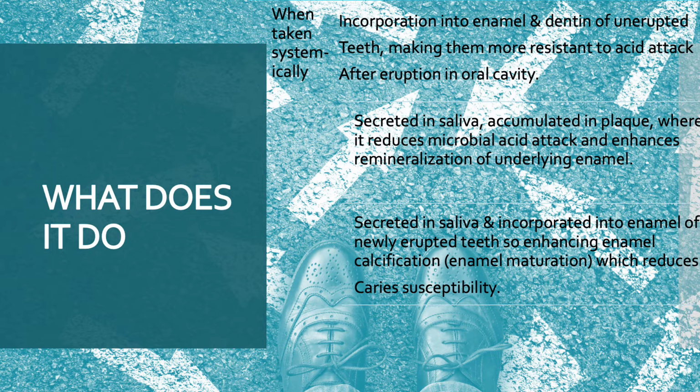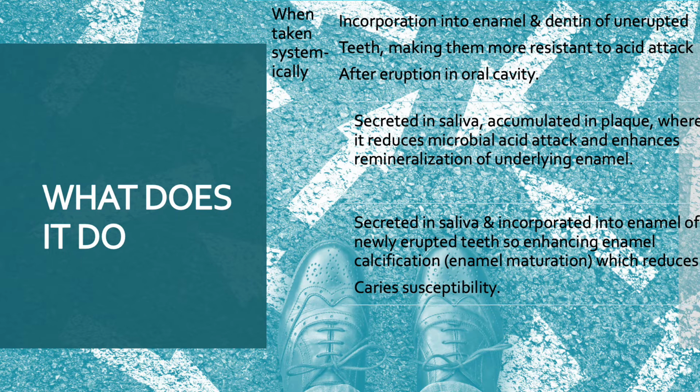Second is the fluoride that you take systemically, either in the form of fluoridated water or fluoridated milk, whichever way, it gets secreted in the saliva. Then it gets accumulated in plaque, and plaque is that microbial layer that is attached on the tooth structure. It's very thin, but it's very tenaciously attached to the tooth structure. There it reduces the microbial acid attack, and it also enhances the remineralization of the enamel layer that's underlying the plaque.